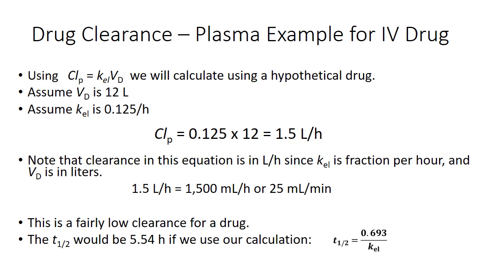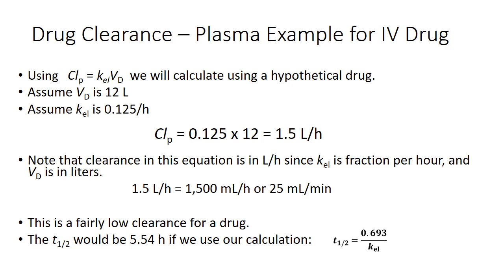Okay, so hopefully that makes sense. 1.5 liters per hour is also equal to 1,500 milliliters per hour, or, since the typical units for clearance would be milliliters per minute in many cases, not every case, 25 milliliters per minute. You don't know this probably yet, but I know this from years of experience.